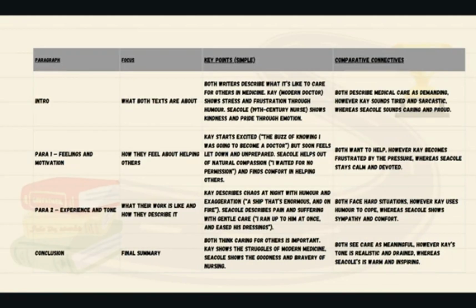And we've said that both of the nurses think that caring for others is important. Kay shows the struggles of modern medicine, and Seacole shows the goodness and bravery of nursing. So to compare this, we've said both see care as meaningful. However, Kay's tone is realistic and drained, whereas Seacole's is warm and inspiring.